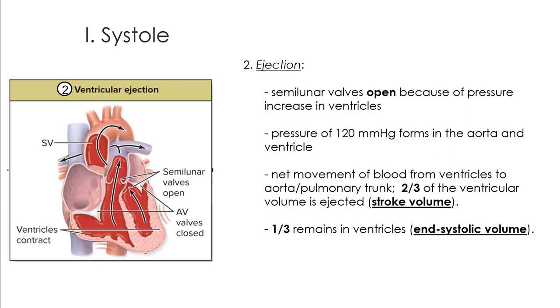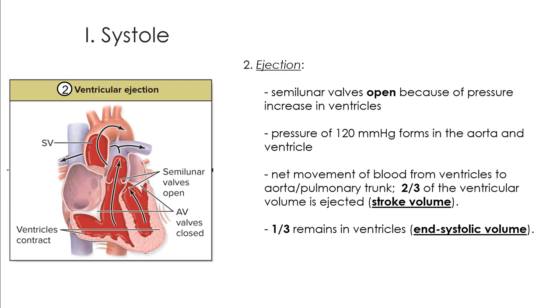Now, at rest, when you're sitting in this class or listening to this recording, you're only ejecting 2/3, or roughly 60 to 66%, of the blood that's in the ventricles. And that amount of blood is called the stroke volume. About 1/3 of the blood that was in the ventricles remains in the ventricles at the end of contraction, and that's referred to as your end systolic volume.